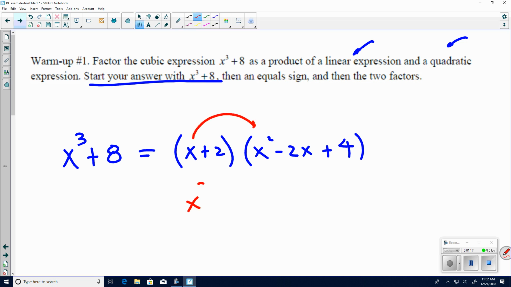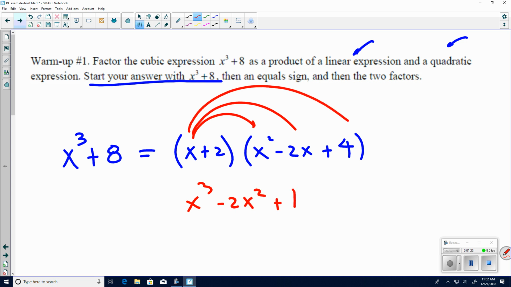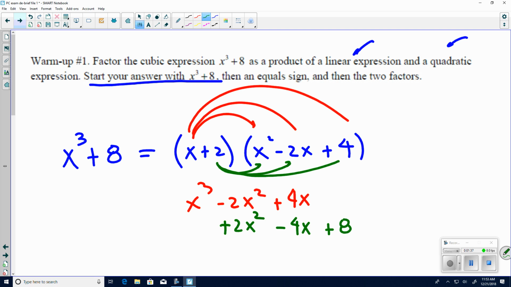So there's an x cubed, and a minus 2x squared, and a 4x. And then distributing out the 2, we get plus 2x squared. Obviously, those are going to go out. Minus 4x, those are going to go out. And lastly, plus 8. So sure enough, by distributing, we see that we do have the correct product, x cubed plus 8. So we're sure that that is the right answer.